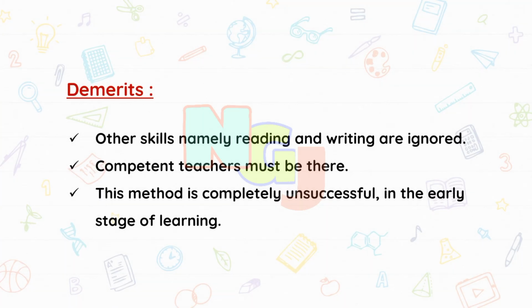Now let us go to the demerits of direct method. Since only speaking and listening is given importance, the other skills like reading and writing are ignored. And most importantly, as we said, the teacher has to be competent enough to use the language correctly, pronounce the language properly, and teach them new vocabularies. So there must be competent teachers. If the teacher is not competent enough, then this direct method will be a big flop. Then this direct method cannot be used at the earliest stage of learning. Hence, this method can be used only in the higher classes. It cannot be used in the primary classes. So, these are all the demerits of direct method.